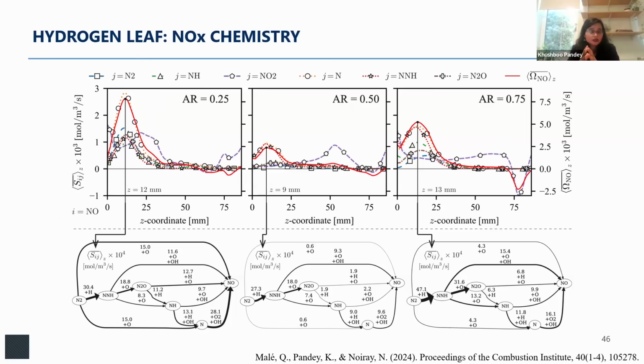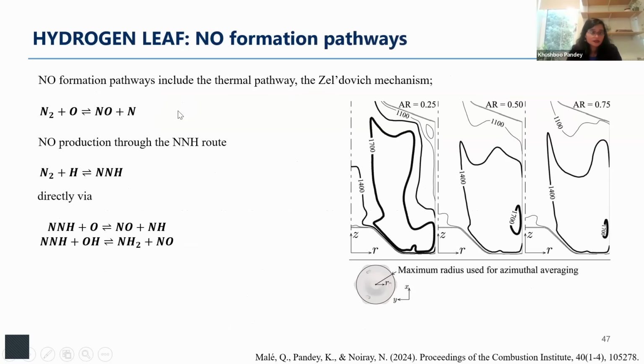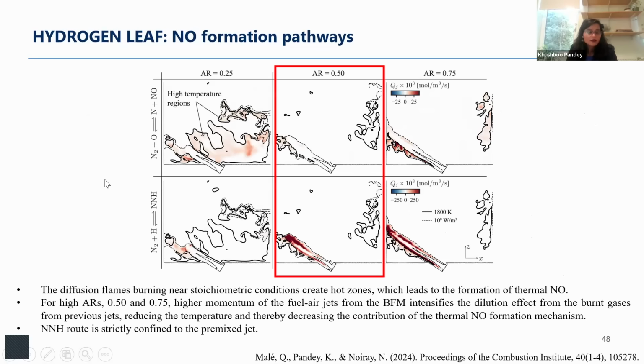Coming to the NOx formation pathways for hydrogen flames, the famous thermal pathway is the Zeldovich mechanism, where N2 and O combine to form NO. There is another route that becomes dominant, that is the NNH route, which forms mostly in the premixed flame structures. If we look at these formations, we see that when we have higher temperature regions, the NO formation is higher, going through the Zeldovich mechanism. When we increase the AR, this temperature distribution gets reduced, which means the thermal pathway is getting a little bit less active. However, when we look at the NNH route, we see that it becomes dominant when the AR ratio is increasing, suggesting that the NNH route is dominant in the premixed region over here.